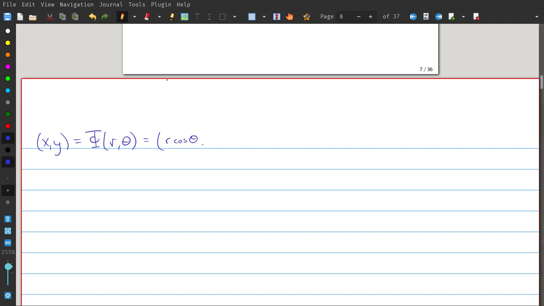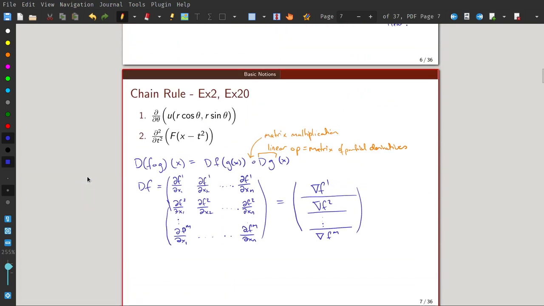R cos theta, r sine theta. So what we really have is the derivative with respect to theta of u composed with phi. Right? That's what a change of coordinates is. You compose with the change of coordinates function. And so now we see why the chain rule would apply.